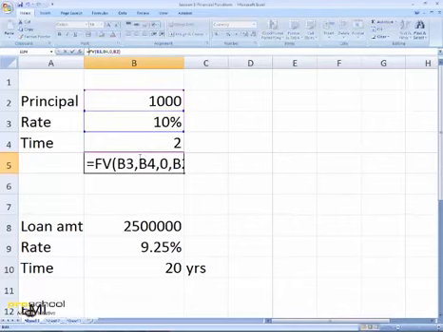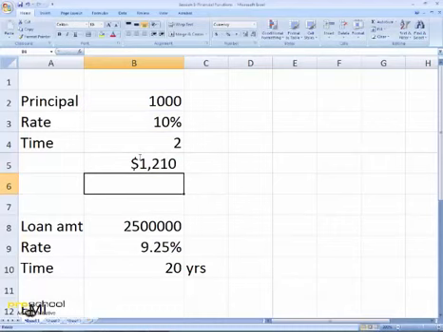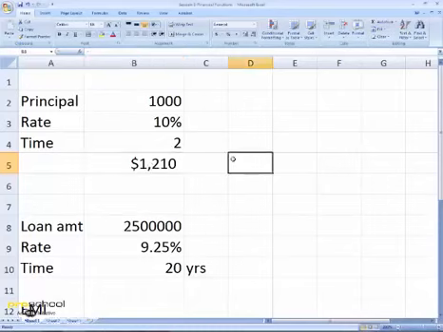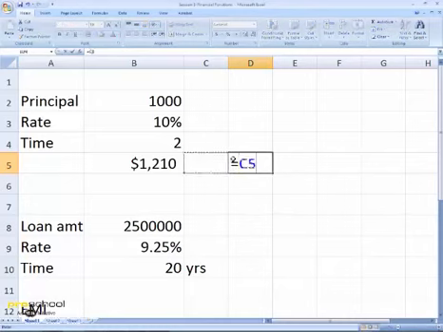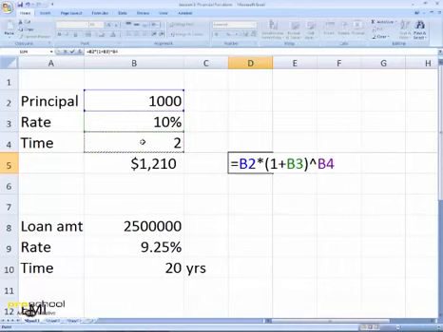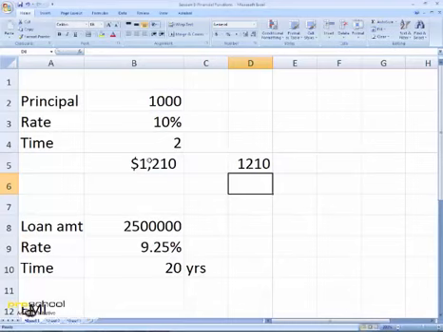If you don't like this negative sign, just put a minus in front of this and you'll get a value which is positive. But by default, the financial functions use the cash flow convention for direction of flow always. If you just want to verify if this indeed is correct, we can use the compound interest formula, which is equal to this into bracket 1 plus the rate exponential this time period, and that's 1210, which exactly matches here.